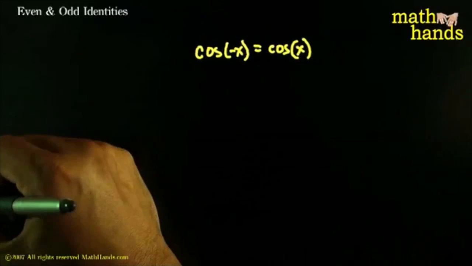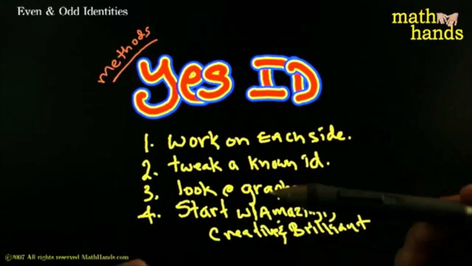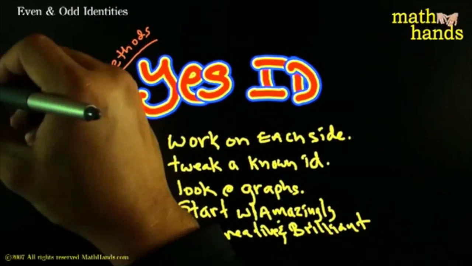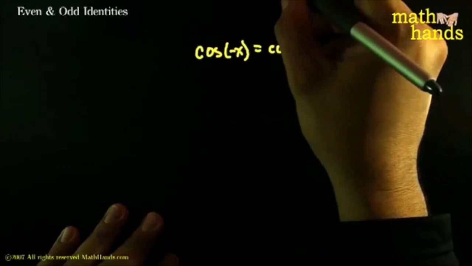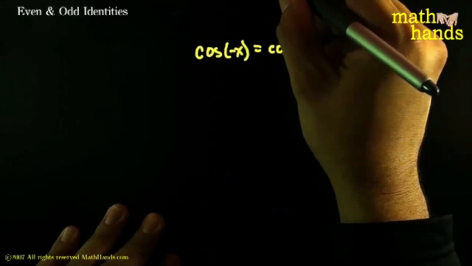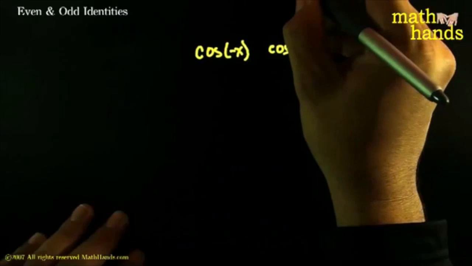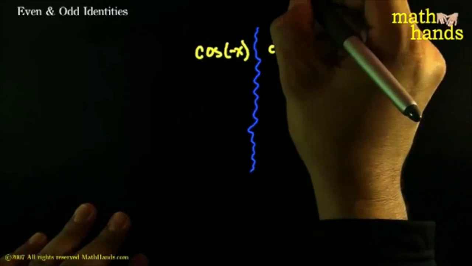Now, every time you want to prove an identity, you always got at least 4 different ways that you can start off. What are the 4 different ways? These are the 4 different ideas that you could begin with. Work on each side, tweak into an identity, look at the graphs, or start with something amazingly brilliant and creative. So, if you had to prove this one, let's try abandoning the equality, and let's try to work on each side separately. So you make an imaginary side. Well, let's try the graphing method on these.